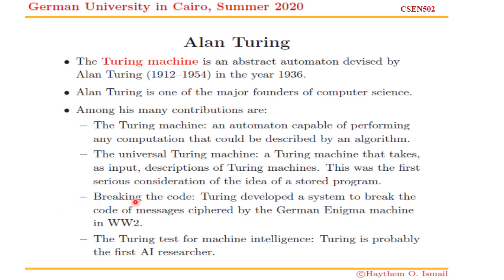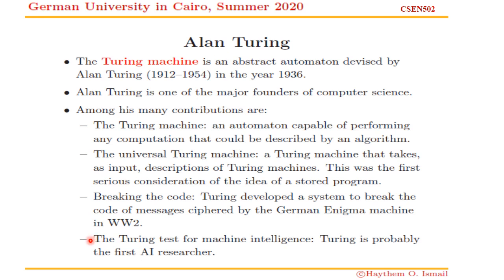Third contribution is breaking the code, and if you have seen the movie The Imitation Game, which is about Alan Turing, I guess that this is what they highlighted there. So Turing developed a system to break the code of messages that were ciphered by the German Enigma machine in World War II. And in a way, Turing was also a person who was working in cryptography, not only in theoretical computer science, but also in cryptography as well.